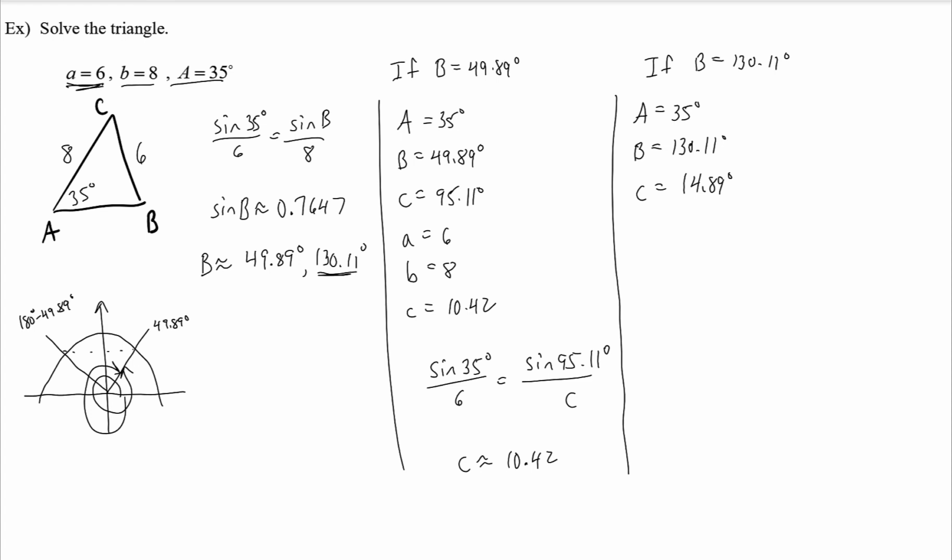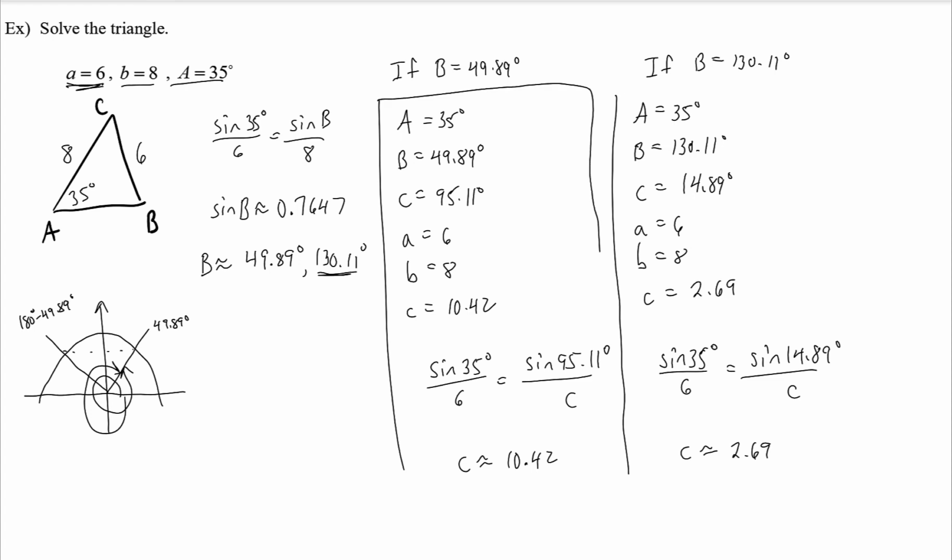Ooh. Well, side A was 6, side B was 8. What's side C going to be? So once again, if I do the law of sines to get side C, the calculator's going to give it to me. I get a side of 2.69. So there are two triangles.